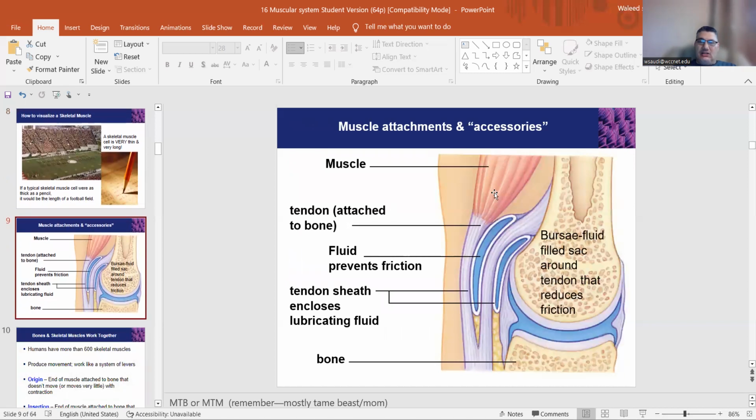Like this muscle right here, this is called the quadriceps muscle. There is a tendon that attaches that muscle to the bone. We talked about this in the previous chapter. What's a tendon? Attachment of muscle to bone. If you remember, what is the attachment of bone to bone? Ligament. Muscle to bone, tendon. These are basics.